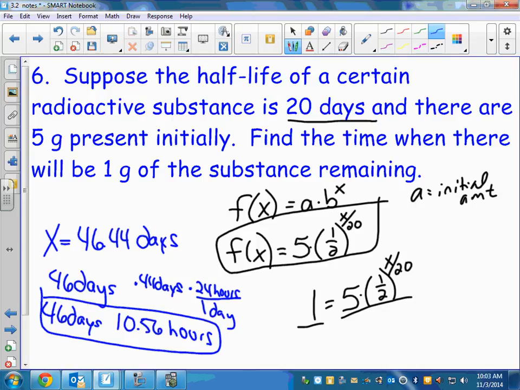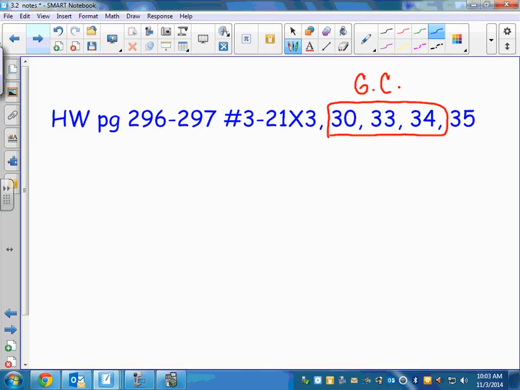Alright, so this totally took way longer than I anticipated. Holy cow, we got time to science our own crap. What does GC stand for? What do you think it stands for? Graphing castle. What do you think it stands for?